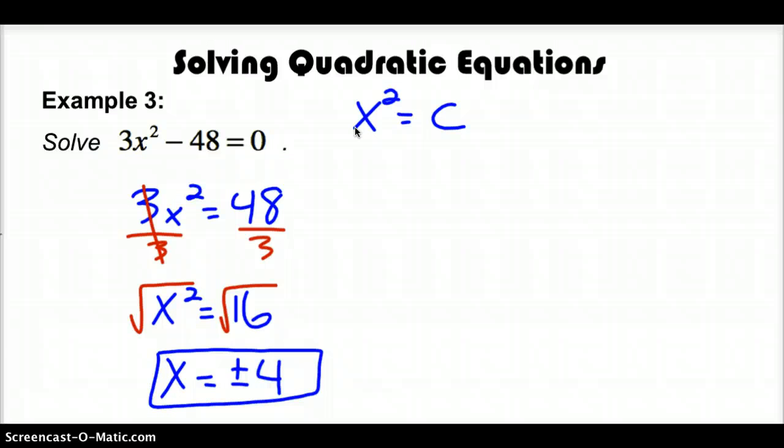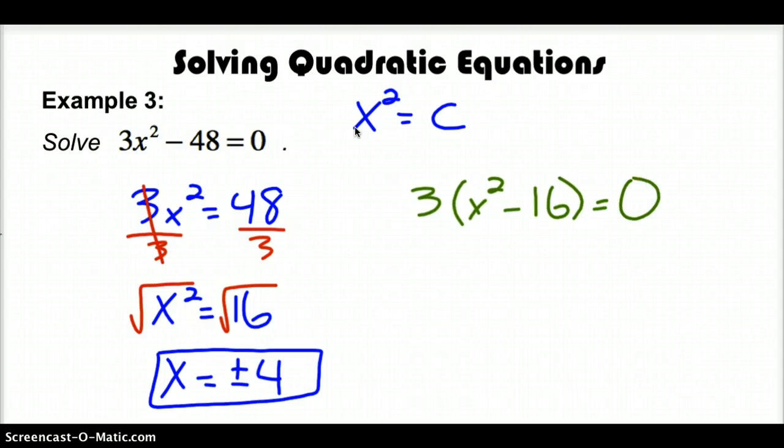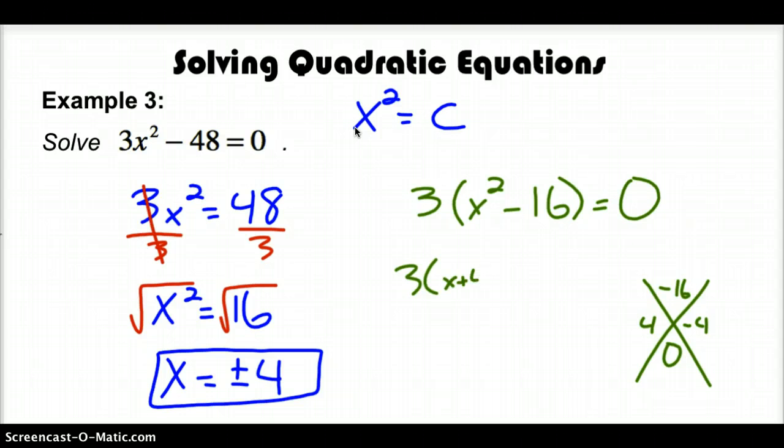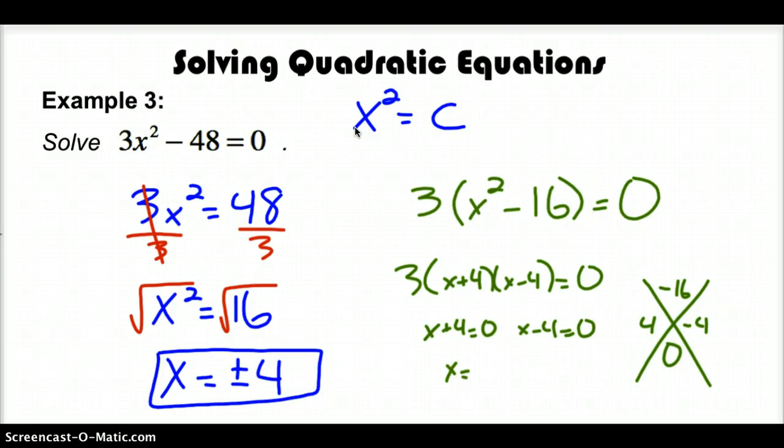There are two solutions to this. Now remember, we could have also solved this by what we learned last chapter. We could have taken out a greatest common factor, a 3, and we'd be left with x squared minus 16 equals 0. We then recognize this as the difference of two squares pattern. If we multiply to negative 16 and add to 0, that's a positive 4 and a negative 4. So we get 3 times x plus 4 times x minus 4 equals 0. Again, we'd set each factor equal to 0, and then solve to get x equals negative 4 and x equals positive 4.